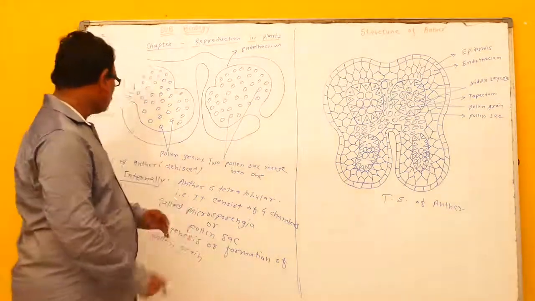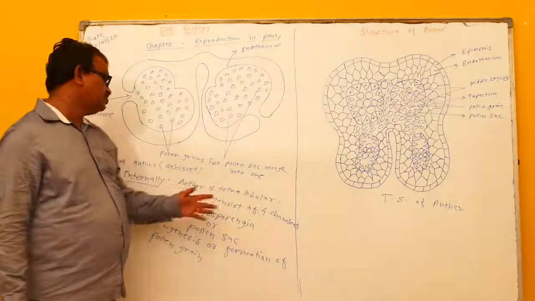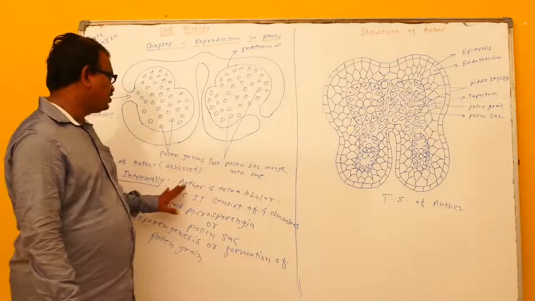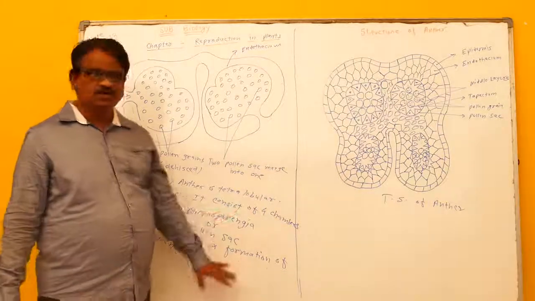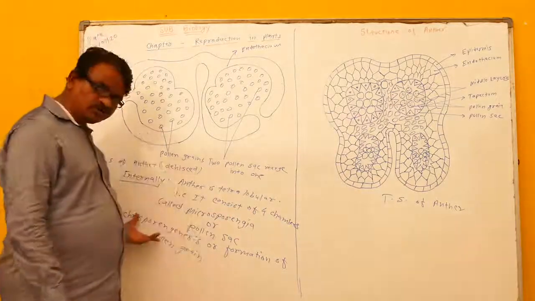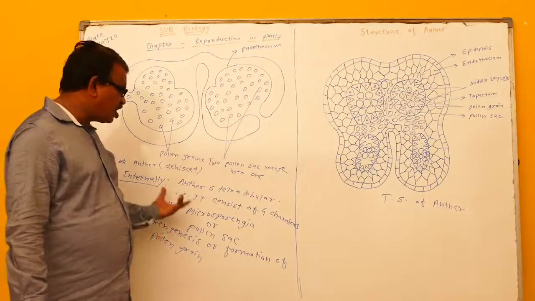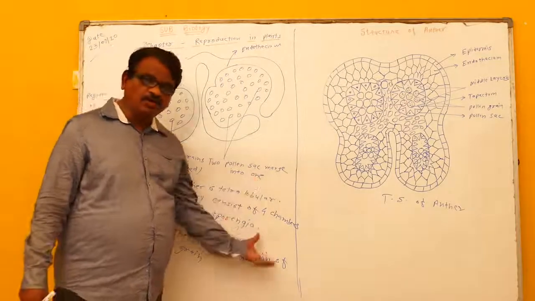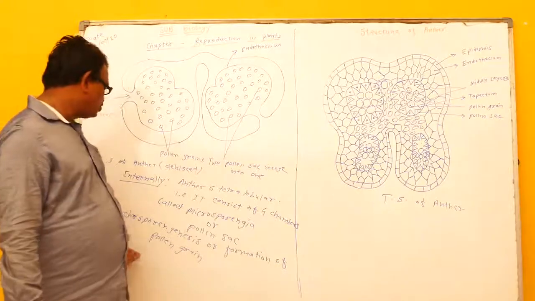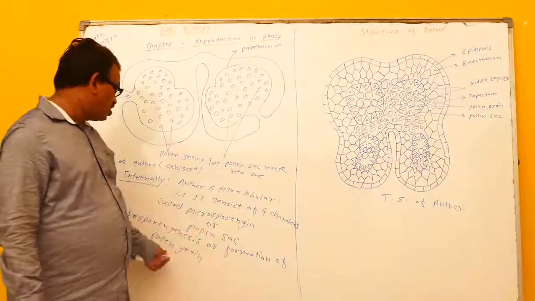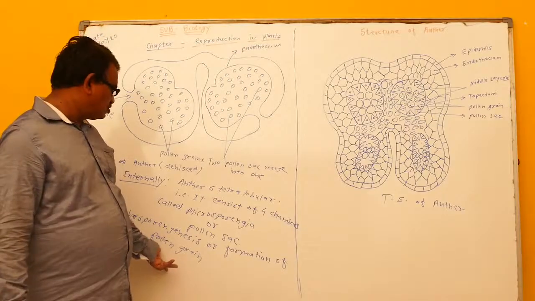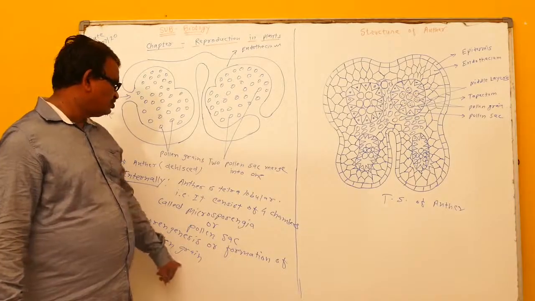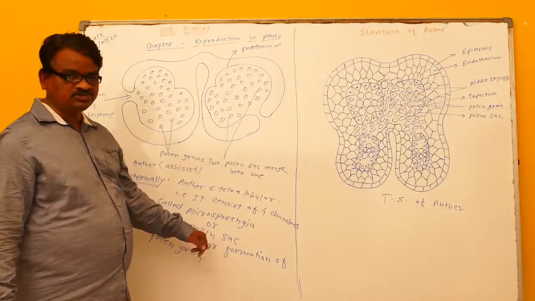So, internally the anther is tetralobular. It consists of four chambers called microsporangia, or it is called the pollen sac. Microsporogenesis, or formation of a pollen grain, takes place in the microsporangia or in the pollen sac.